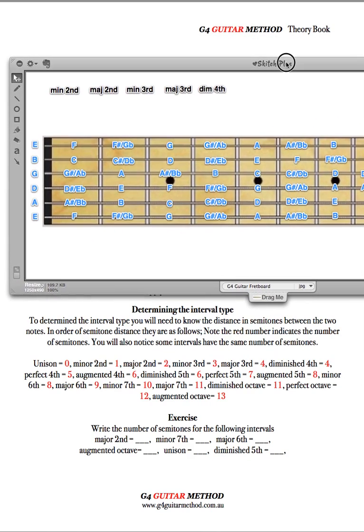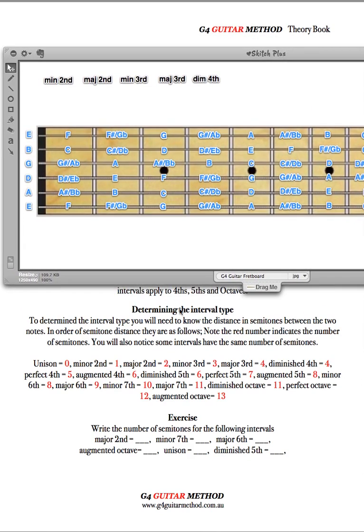The size of the interval is determined by how many semitones there are, or as guitarists, how many frets you will move up. So again, we'll start with A, and here on the 5th string you can see there is an A note. Let me draw a little circle around the A just so you can see where I'm at. So that's the A.